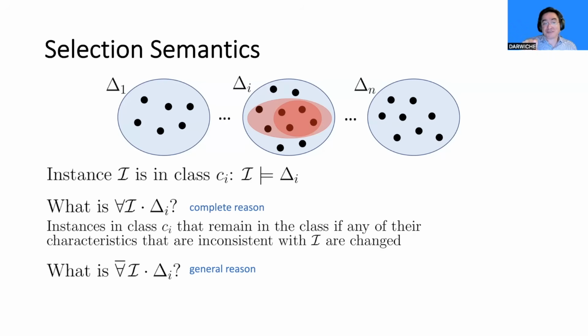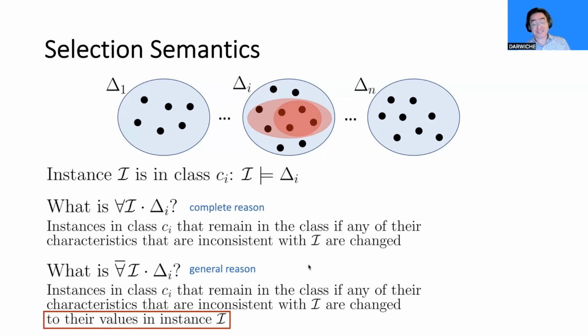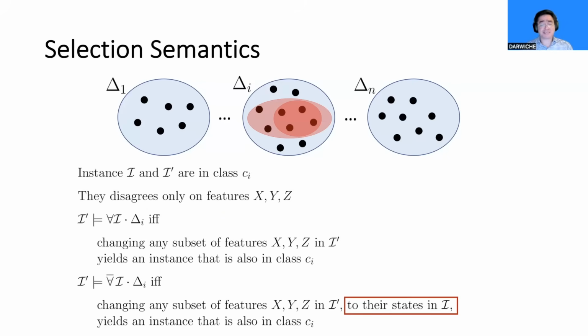This guy says, no. I will not be as stringent. I will select it if it stays in the class if I change X, Y, Z so they match the values they have in I. So it's exactly the same definition with just the qualifier. So instances in class CI that remain in the class if any of the characteristics that they have and are inconsistent with I are changed to the values they have in instance I, right? So that's a weaker condition. So I end up choosing a larger subset. This slide is saying the same thing.